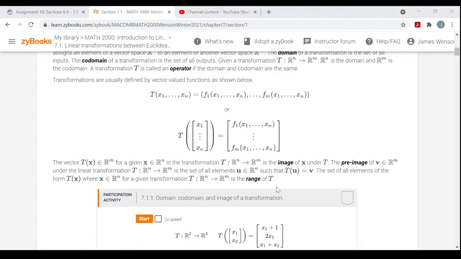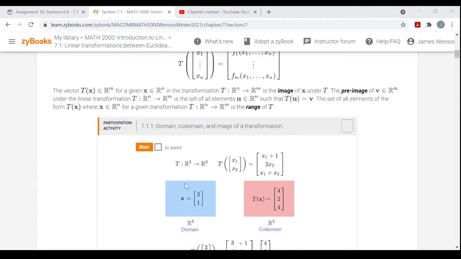And finally, the range, right? The set of all elements of the form T of x, where x is in the domain, for a given transformation is the range. So the set of all actual outputs. The codomain is the set of where all the outputs live, but not every value in the codomain is an output. The range is the set of all the actual outputs. So the range is actually a subset of the codomain. It may be smaller, but it could also be equal.